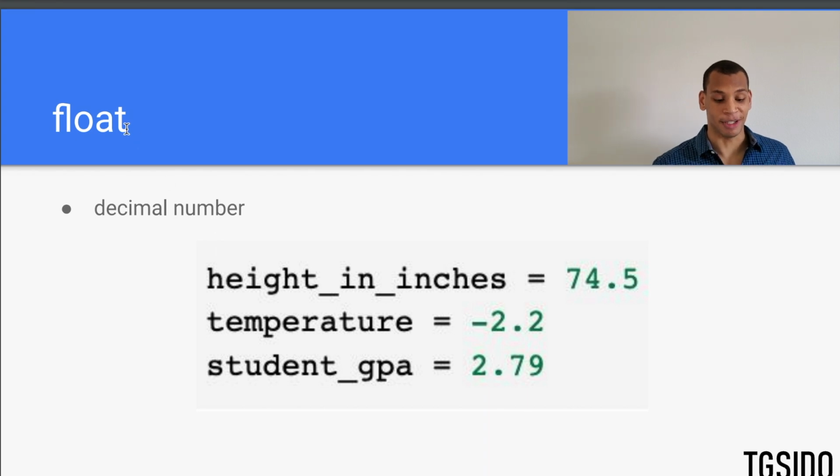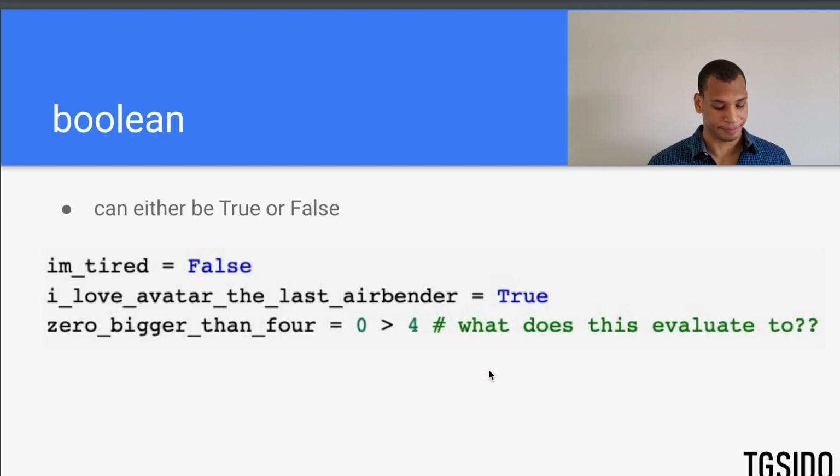And now we're here for float. Remember, I guess not remember, but float is a decimal number, right? And so here are some examples. Height in inches is 74.5, temperature is equal to -2.2, and student GPA is equal to 2.79, so anything with a decimal, right?